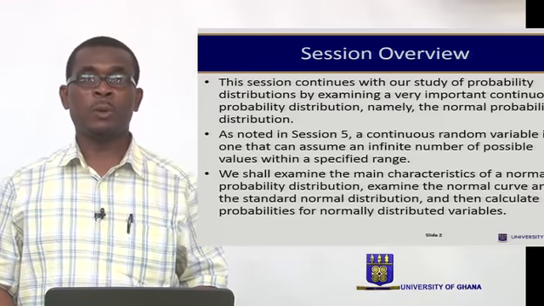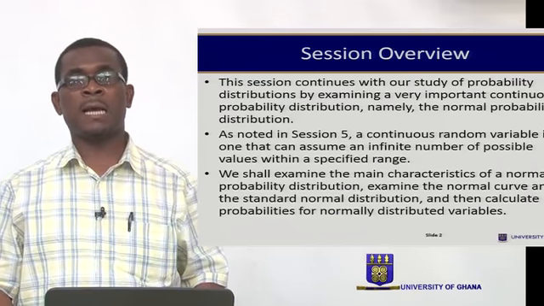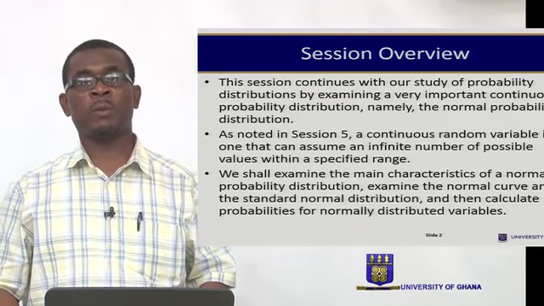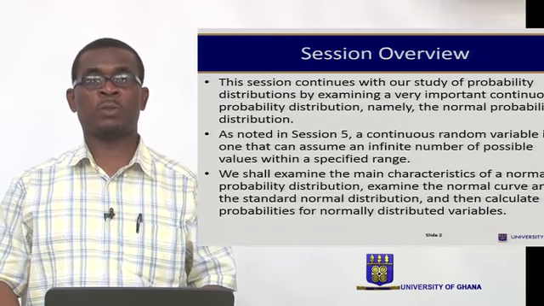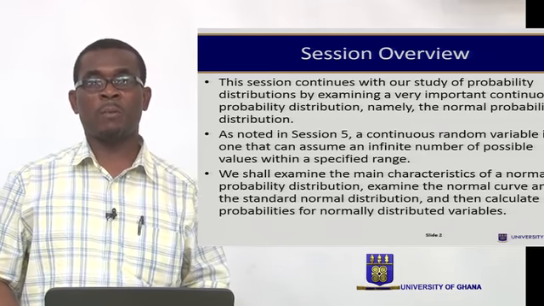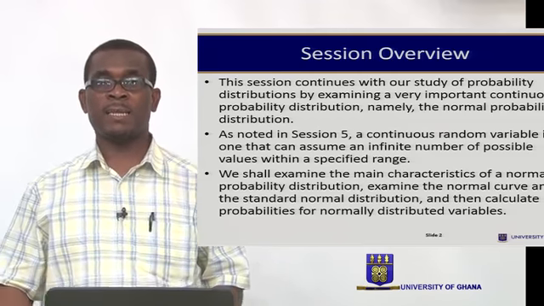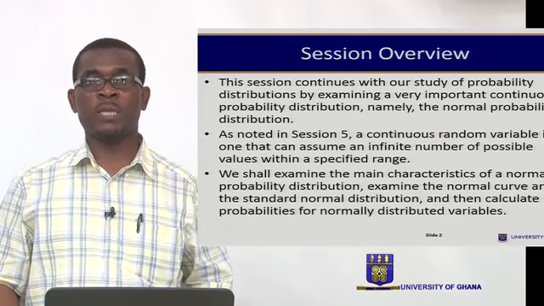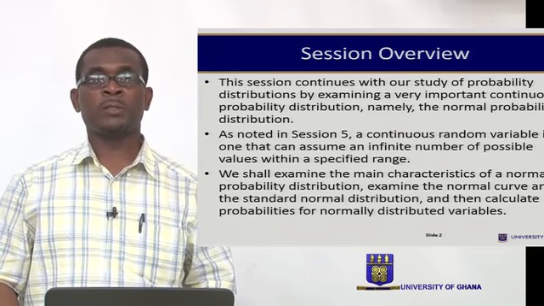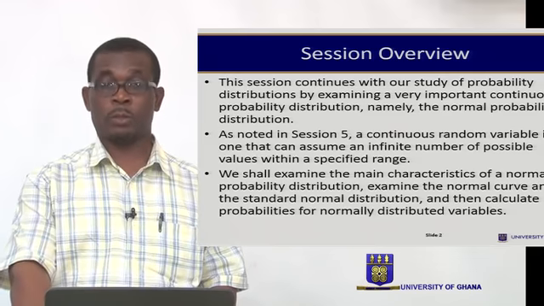As you know, we discussed probability distributions earlier, but those were discrete distributions. The continuous random variable, as we indicated, is one that can assume an infinite number of possible values within a specified range. So, as I indicated, we will look at the normal distribution.